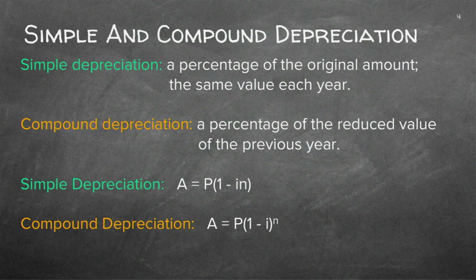Here's just a description of simple depreciation. As I said, it's one constant, the percentage of the original amount, the same value each year. So it's one constant value that you subtract every year. Very simple, but that's not a very practical real life thing we do. Compound depreciation is you work it out on the reduced value of the previous year. So you take previous year's already reduced value, and then you work out the depreciation on that, and that's how you do it. That's why we use the word compound.